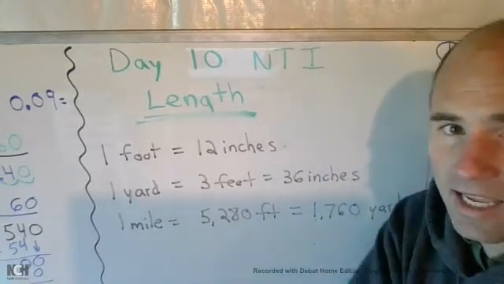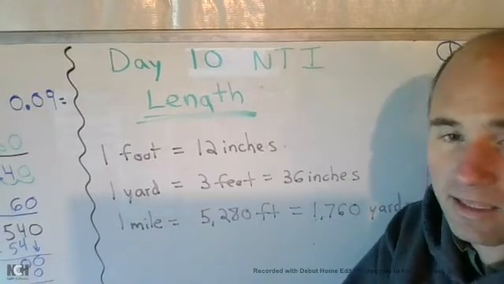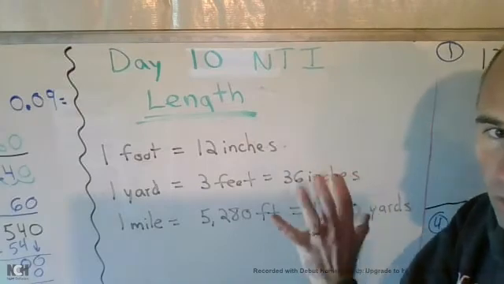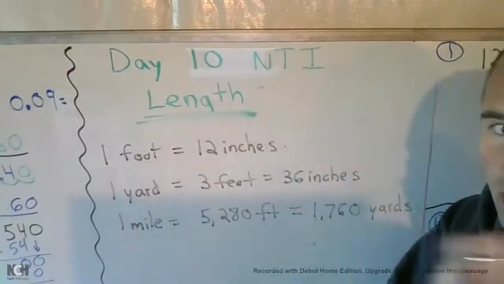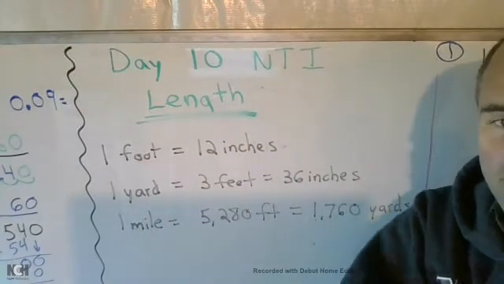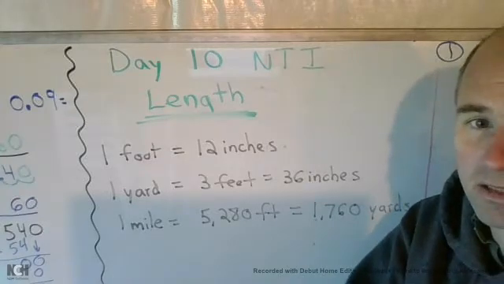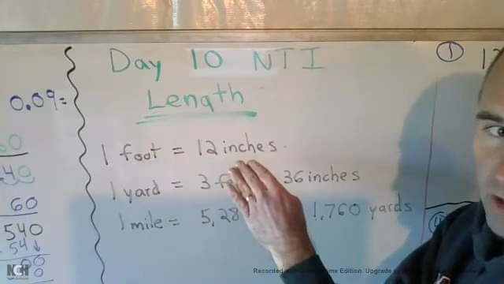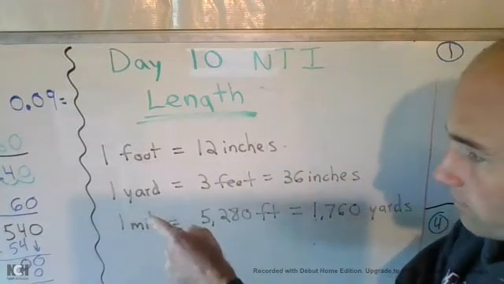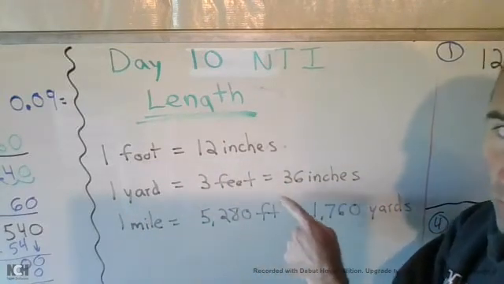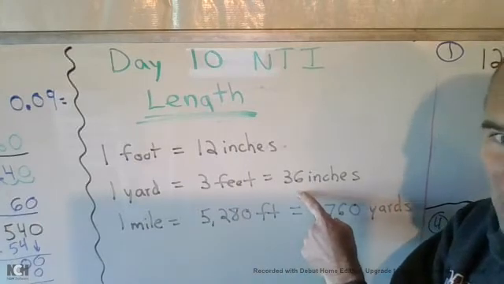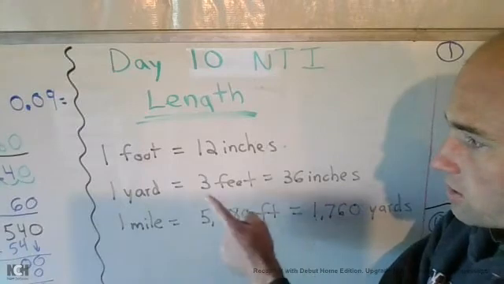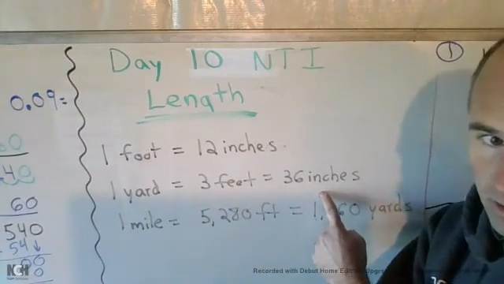All right, so day 10 NTI is focusing on length. What you're going to want to do is record this chart here. So I'll give you some time. You might even want to hit the pause button here to record 1 foot is equal to 12 inches. 1 yard is equal to 3 feet, which is also equal to 36 inches. So 1 yard is 36 inches, just like 3 feet is 36 inches.